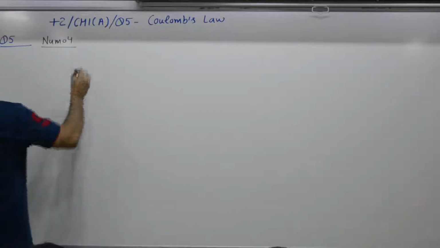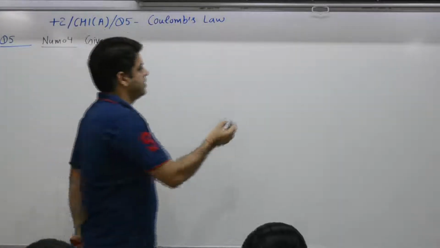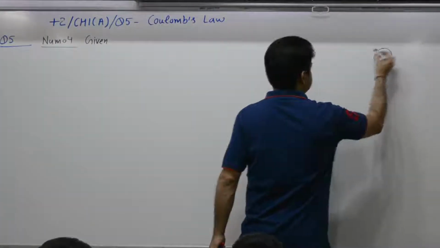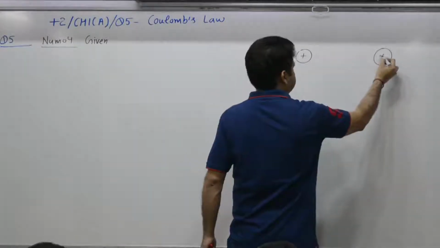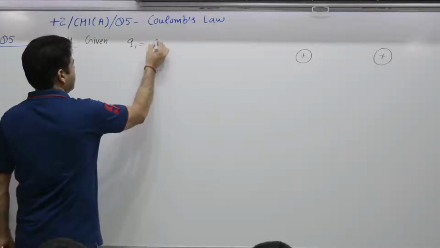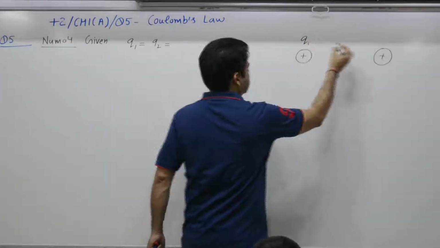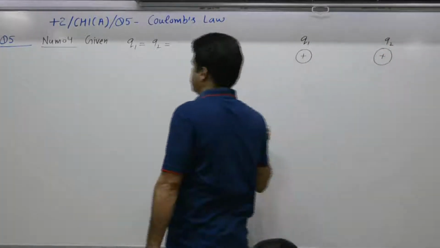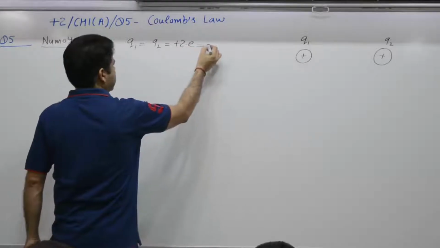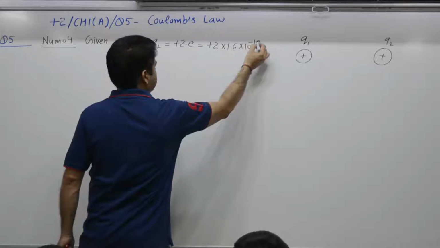Given is what? Two alpha particles. Charge on alpha particle is what? Plus or minus? Plus. How much? Q1 is equal to Q2. This charge is Q1, other charge is Q2. How much? Yes, 2E, correct? 2 into 1.6 into 10 raised to power minus 19 coulomb.